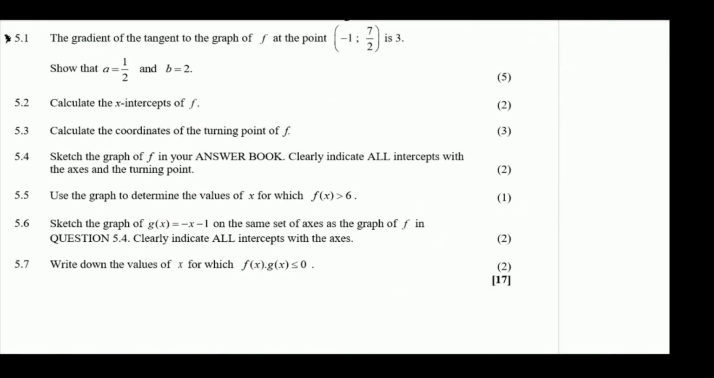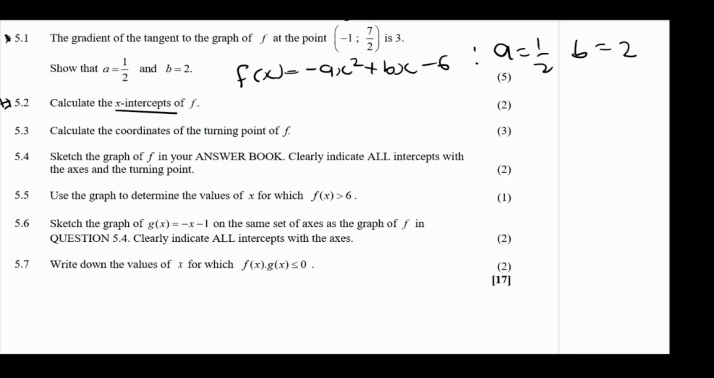So 5.2, we are asked to find the x-intercept of f. So remember that f of x is equal to minus ax squared plus bx minus 6. And we found that a is equal to 1 over 2, b is equal to 2. So we're going to substitute that. We're going to have minus 1 over 2 x squared plus 2x minus 6.